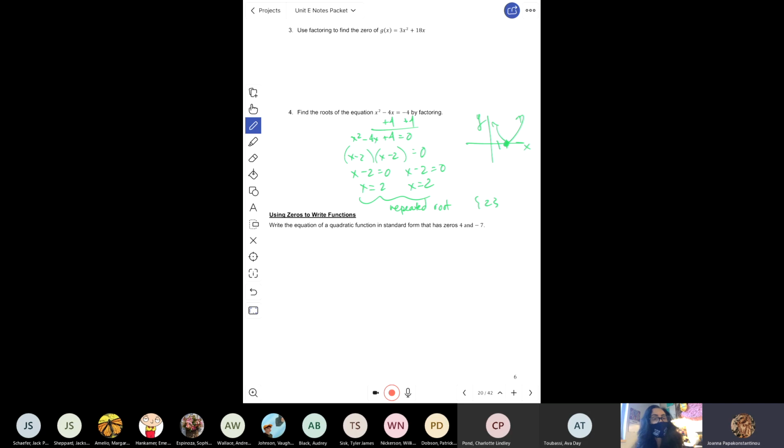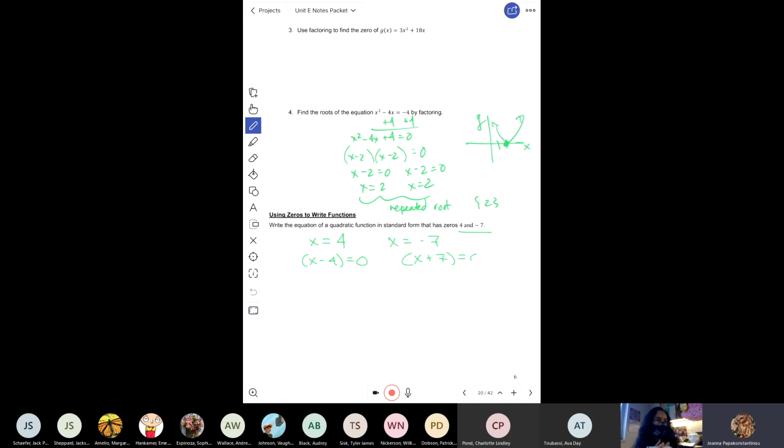Now, what if I give you the zeros? What if I tell you what the x values are? What if I say the zeros are 4 and negative 7? Well, you're going to reverse engineer this problem. You're going to say, all right, I have a root. I have another root. I have two solutions. So can I not turn those into little binomials and work backwards? Can't I move the 4 over?